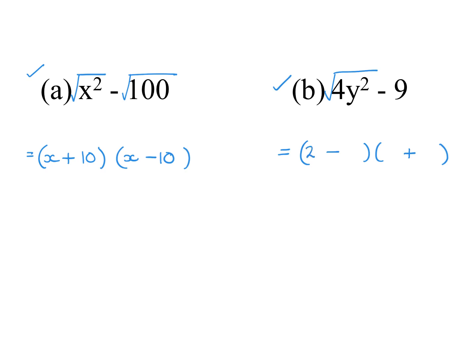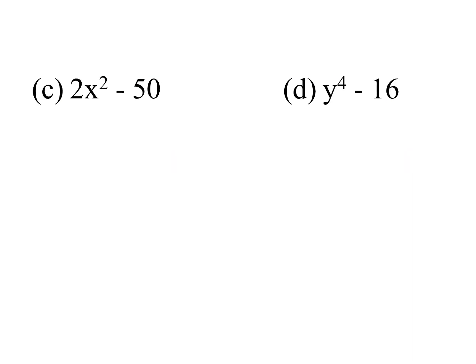The square root of 4y squared is 2y, so we'll put that on the left and also on the right. And the square root of 9 is 3, so let's put that here in both brackets. And this right here is our final answer.